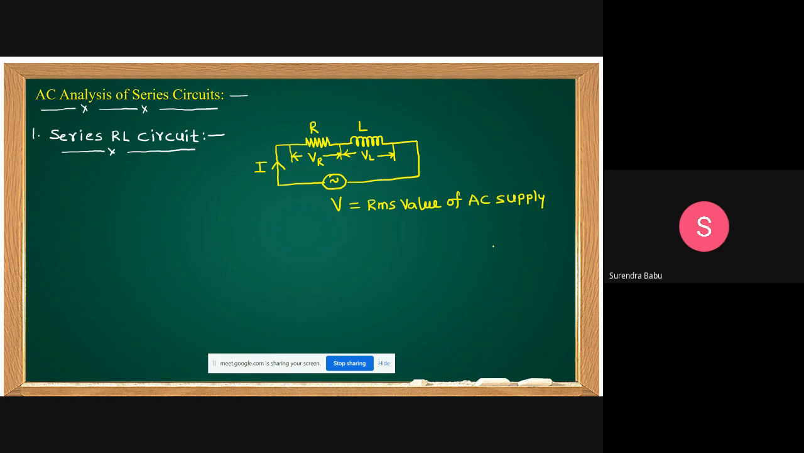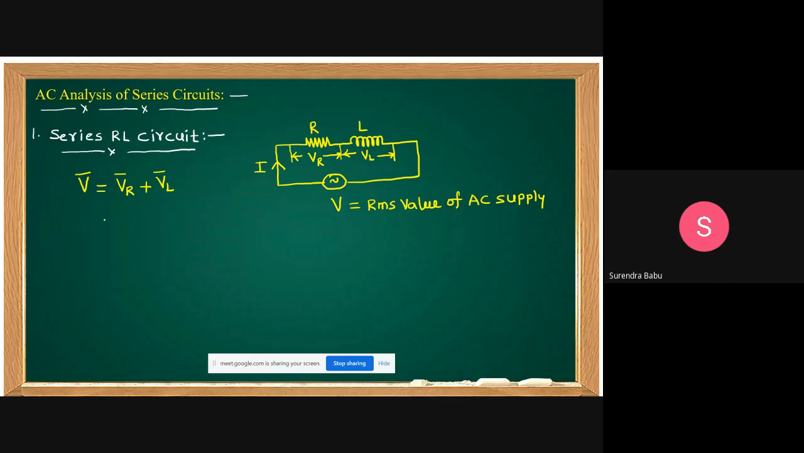This is the RMS value of supply; with that assumption, I'm explaining. How to write V here? The total voltage V is not an arithmetic sum, it is a vector sum. V equal to VR plus VL. The total V equal to VR plus VL.